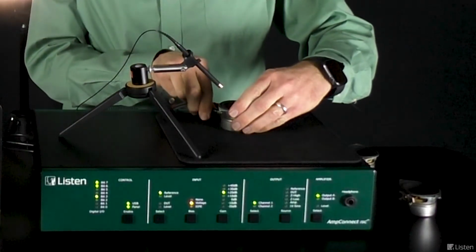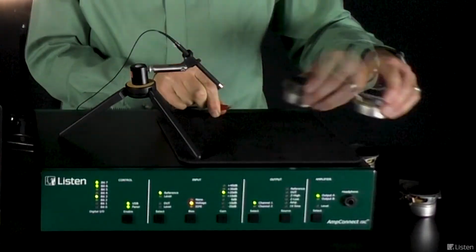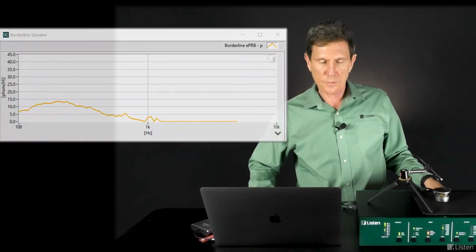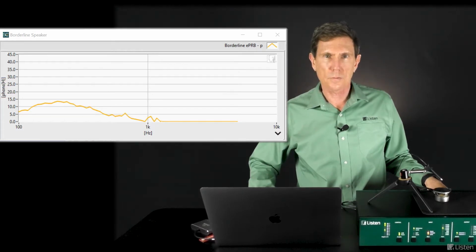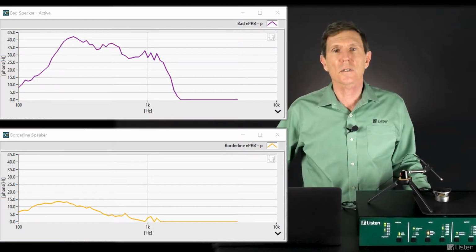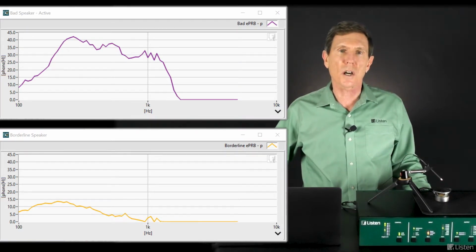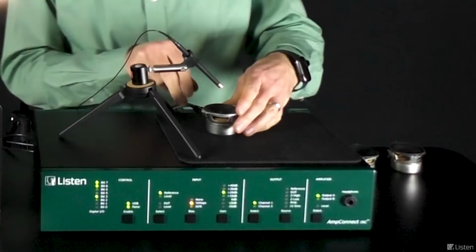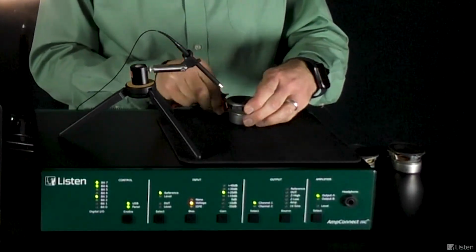And now for the borderline speaker. It does have measurable perceptual rub buzz, but not as bad as the bad speaker. One more time. Here's the good one, again, as a reference.